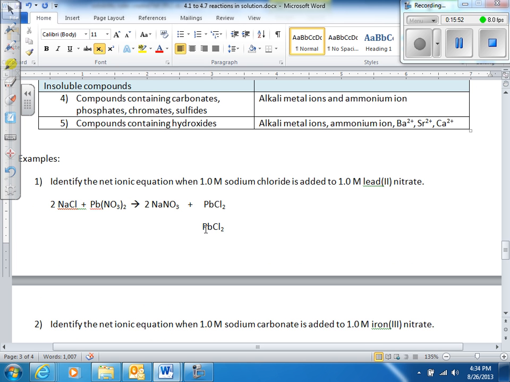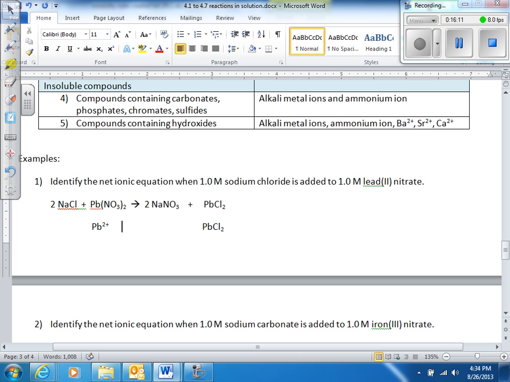And you're done. So I look at this and I say, I need some lead. Well, here's the lead. So I'm going to put that underneath the lead. And I have to make sure I write the charge in there. And there was no coefficient. And look, 1 and 1. Very nice. And then I've also got some chlorines over here.